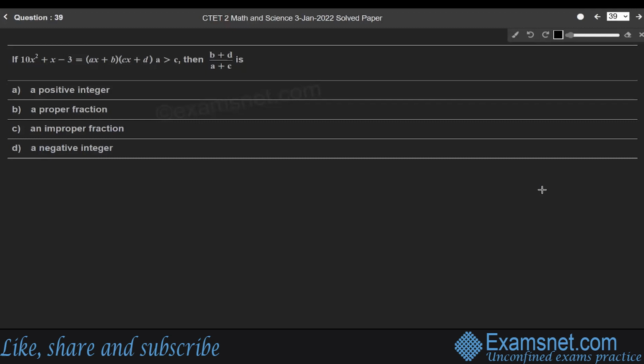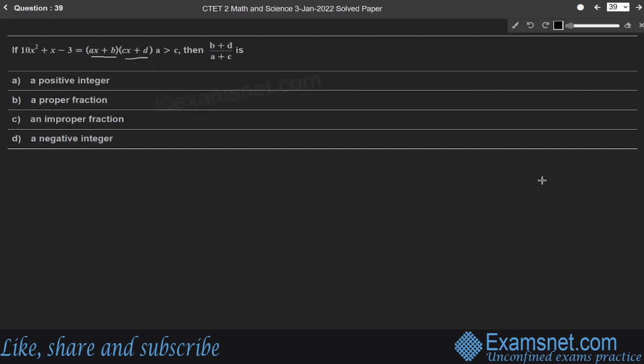Question 39. If 10x square plus x minus 3 is equal to ax plus b into cx plus d, where a is greater than c, then b plus d by a plus c is a positive integer, a proper fraction, an improper fraction, or a negative integer. So, given expression 10x square plus x minus 3 is equal to ax plus b into cx plus d.